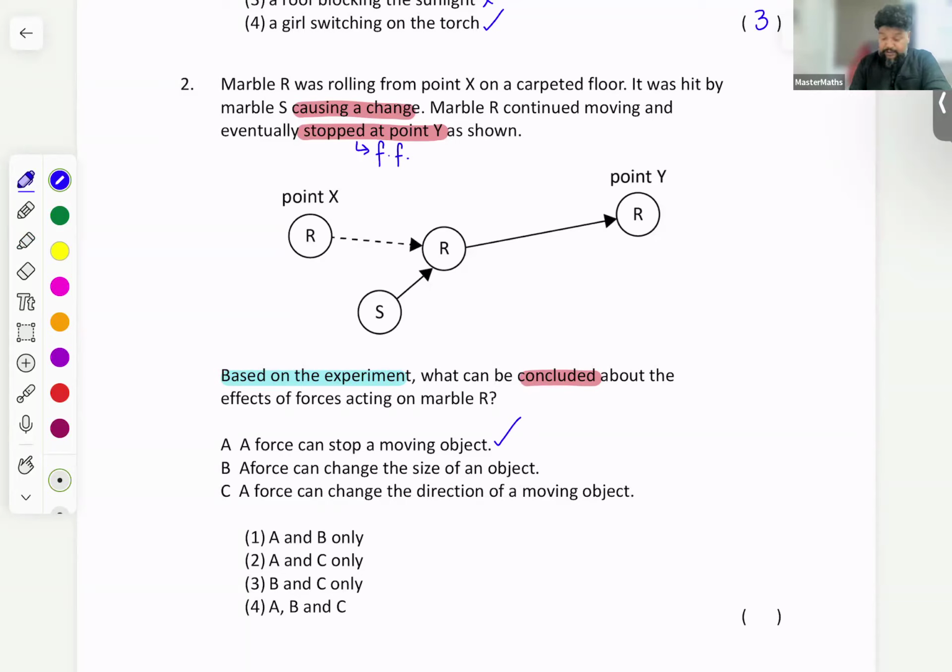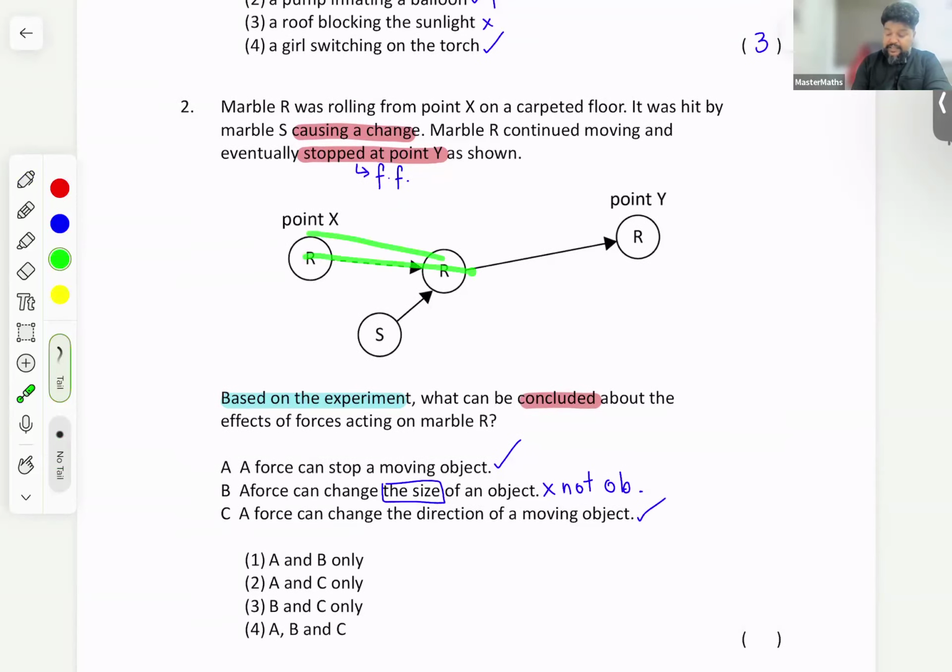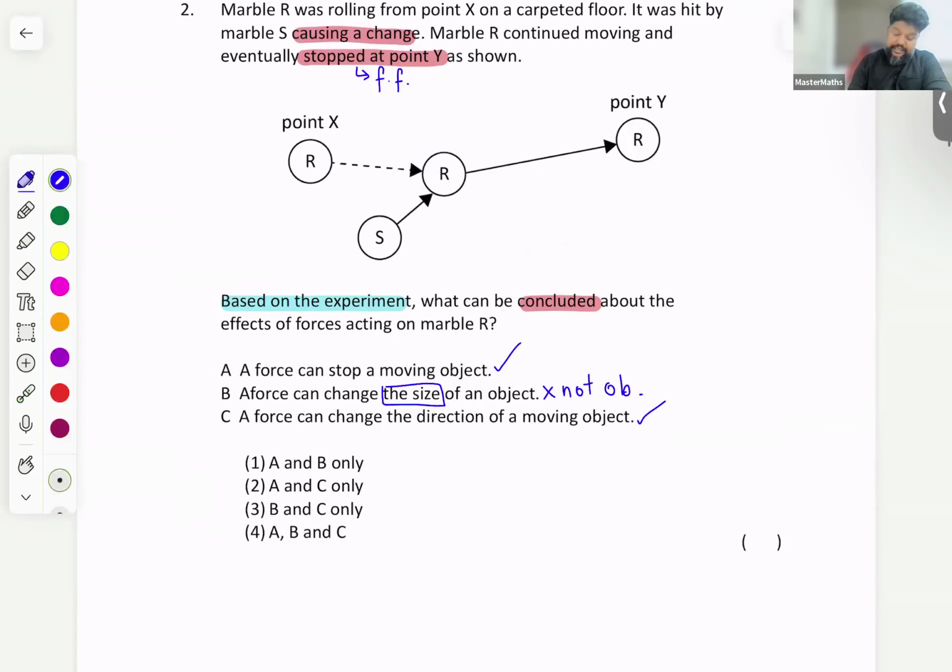A force can change the size of an object. Can. But in this question, was it observed? No, we didn't see the ball changing size. Okay, so in this particular case, it was not observed. A force can change the direction of a moving object. Yes, obviously, the ball was initially moving like this. Suddenly, it started to go there. So in this case, it did, and then the answer is A and C only. Option number 2. Okay, you got it right, Lasha, so far.